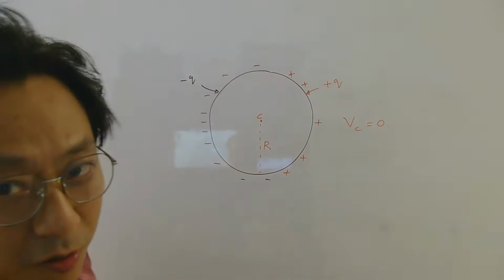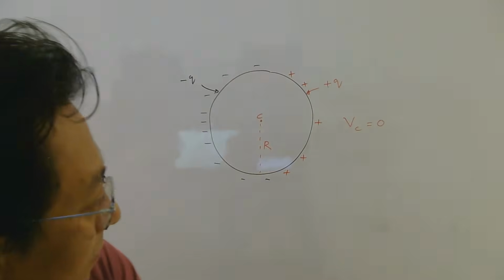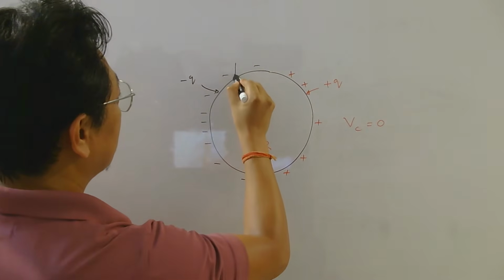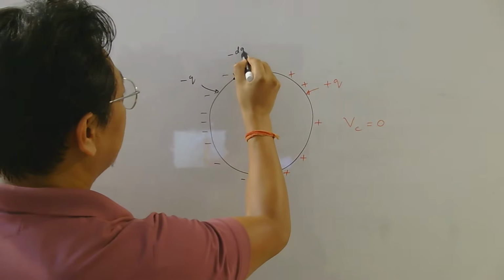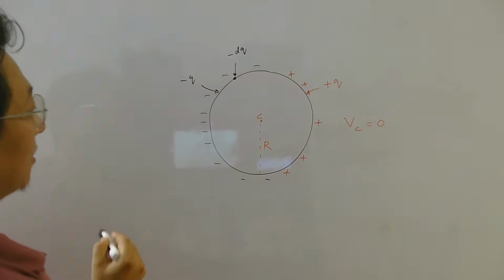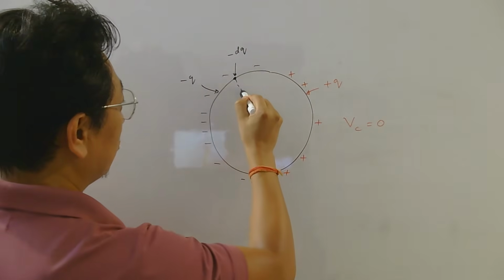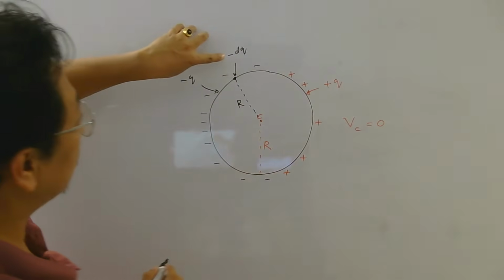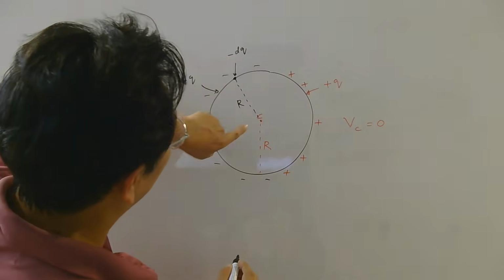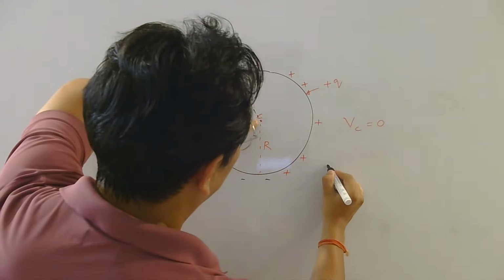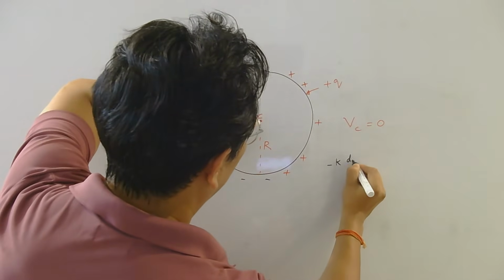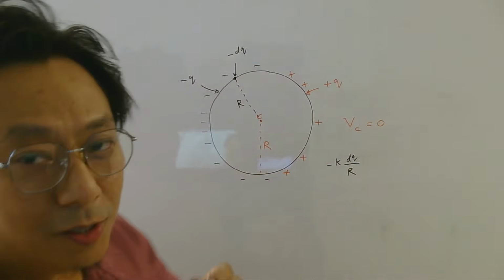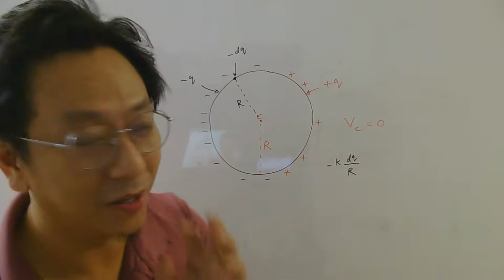Now why will it be 0? Try to think. If you take one of the minus dq charges here, let's say this is your small negative charge minus dq, then how far is that dq from the center? R, the radius of the sphere. So due to this minus dq, the potential here will be what? Minus k dq by r. That is the formula for potential due to a point charge at some point.